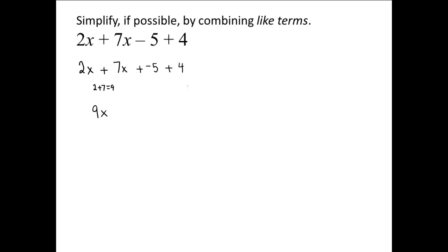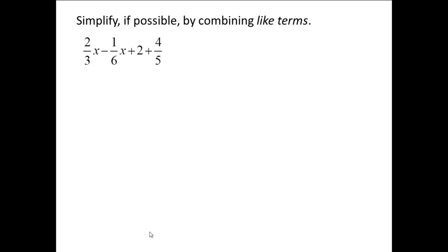Negative 5 plus 4 are both constant terms, and constant terms are like. They're like each other. So we have to compute negative 5 plus 4. If we're at negative 5 on the number line, that's our starting number, and move to the right 4 units, 1, 2, 3, 4, we'd be at negative 1. So we have 9x plus negative 1, or more simply, 9x minus 1.